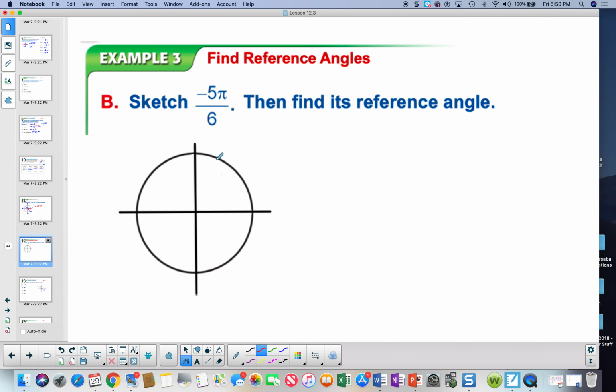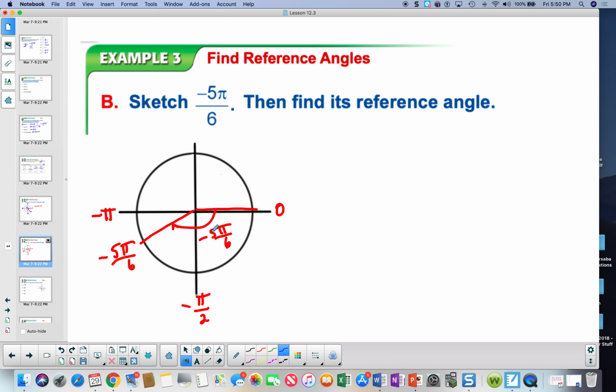Okay, let's do it again. Now this is negative 5 pi over 6, so this is 0 in radians, and then this is negative pi over 2 radians, and then this is negative pi radians. Now negative 5 pi over 6, that's over halfway, since 5 over 6 is over halfway. So here's my initial side, and my terminal side will be right about here. And this is negative 5 pi over 6, because it's not quite negative pi.